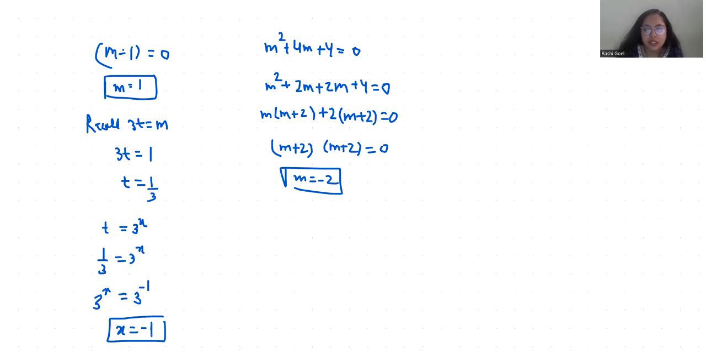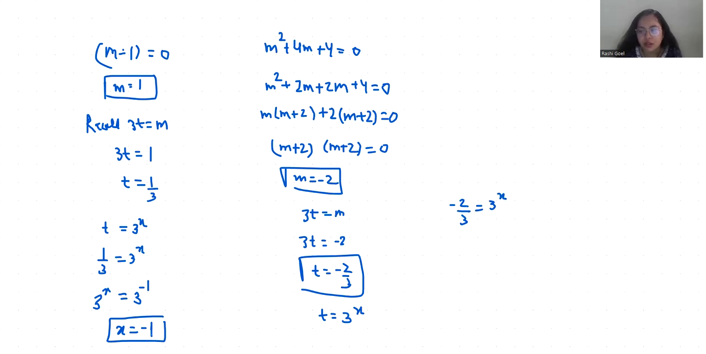Now here 3t = m. So 3t = -2, t = -2 by 3. And t is equals to 3^x. So -2 by 3 is equals to 3^x. So this is negative and this is positive. They can't be equal. So we'll reject this case. So x = -1 is the only solution.